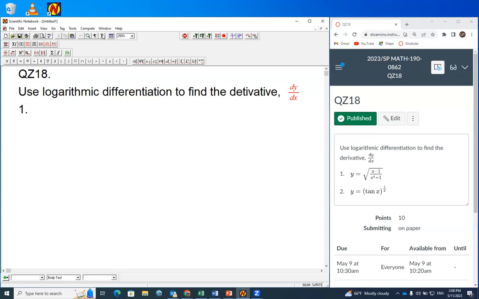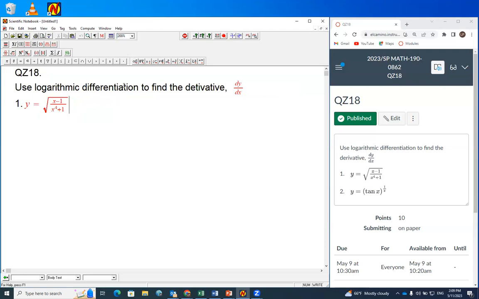The first one, we have the function y equals the square root of (x minus 1) over (x to the power 4 plus 1), right? Some of you try to use the quotient rule, which is not easy, with the chain rule and quotient rule. So let's use logarithmic differentiation to see how easy it is.